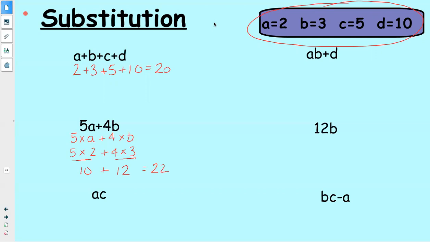AC, we talked about that at the beginning. We know AC is A multiplied by C. A is 2, C is 5. Your answer is 10.